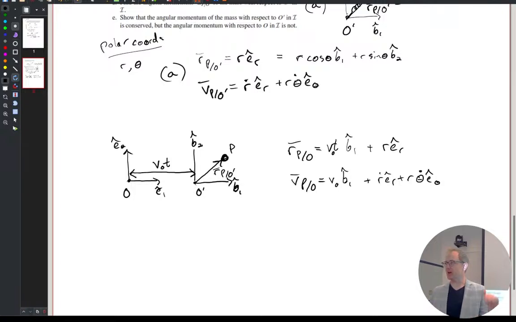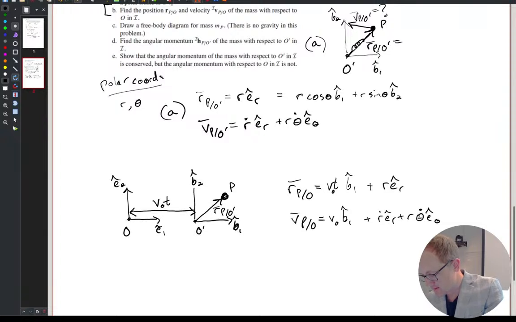We're just trying to figure out what the definitions are here. If you want to put it all into one, either B1, B2 or ER, E theta, you can do that, but it's okay to have a couple of different reference frames.